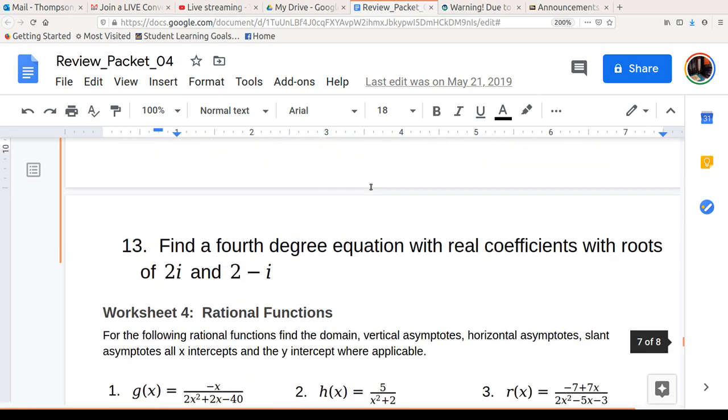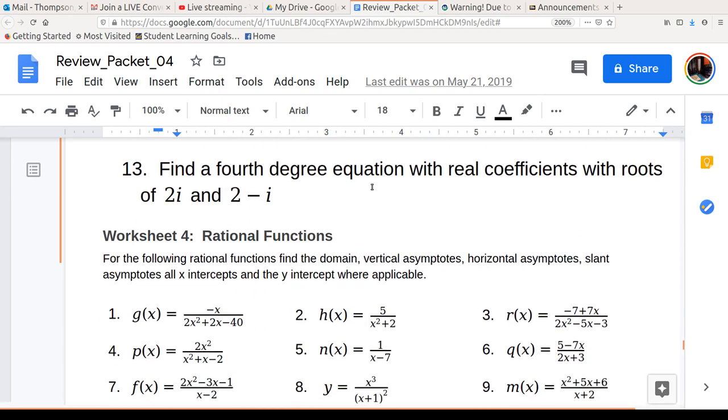And we're going to look at this last one, number 13. So, if we know that we have a fourth degree polynomial with real coefficients and the roots of 2i and 2 minus i. So x is going to equal 2i, and x is going to equal 2 minus i.